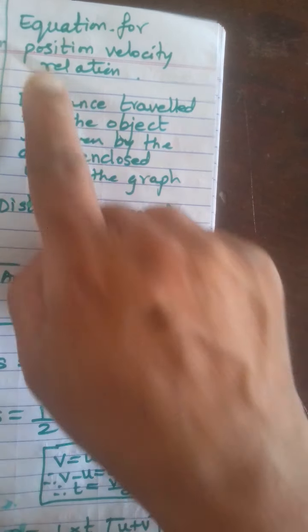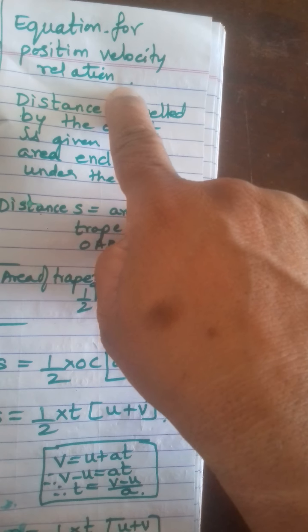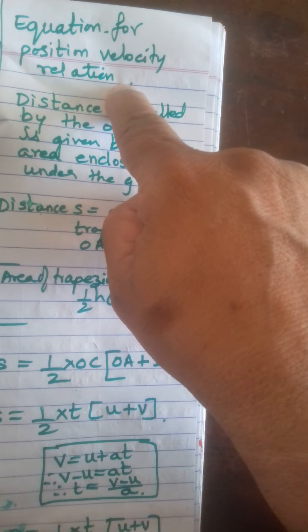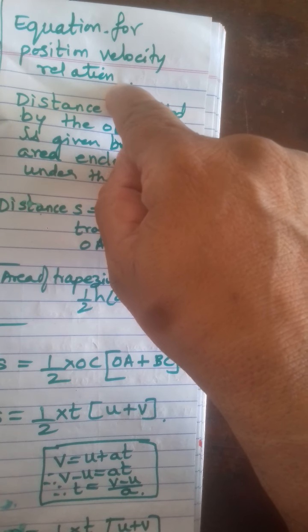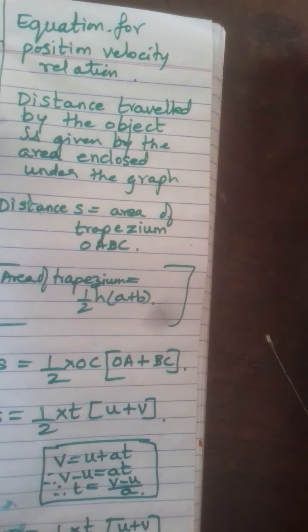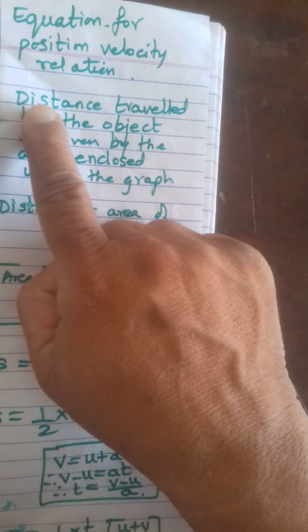So let us see the equation for position velocity relation by graphical method. Actually, I had done this in the last video, but it was half done due to my carelessness. So I am doing it once again.